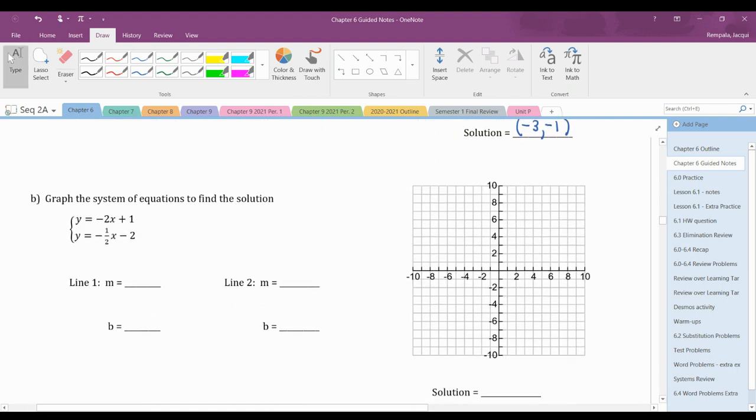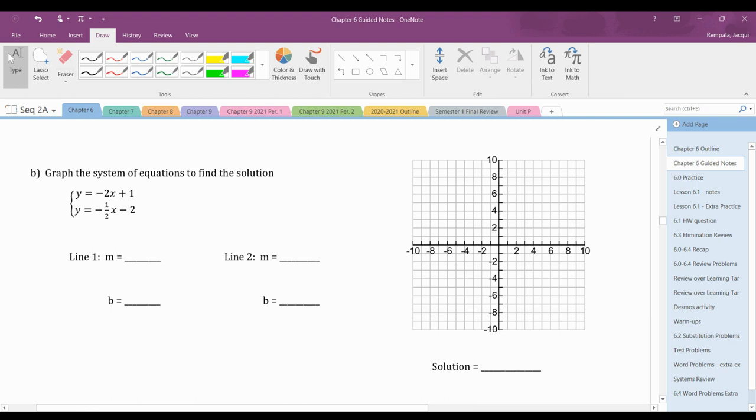Let's try another one. Let's graph this. We've got y equals -2x plus 1. So I'm going to take that top line and let's identify my slope and my y-intercept. So once again, the m is connected to the x, and then the b is the number that's by itself. Because I see -2, I can make it a fraction. I can always put a number over 1. So there is my slope. My y-intercept is the number not connected, so it's 1.